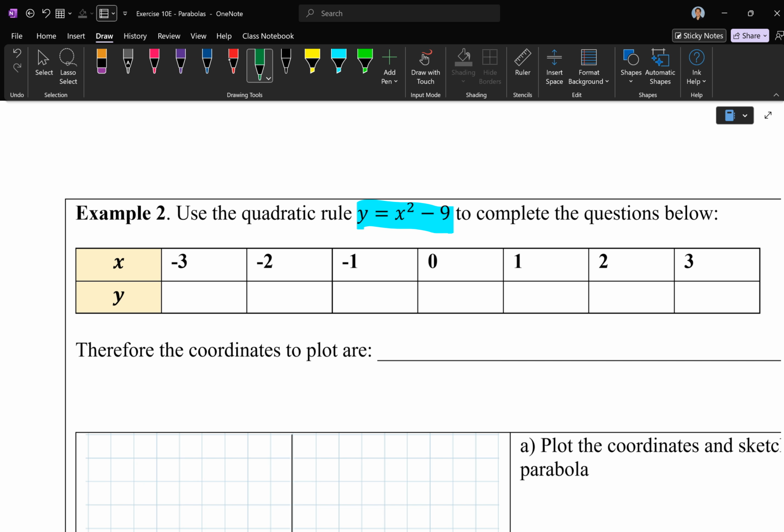Zach, eyes and ears towards the board, not towards Sam.